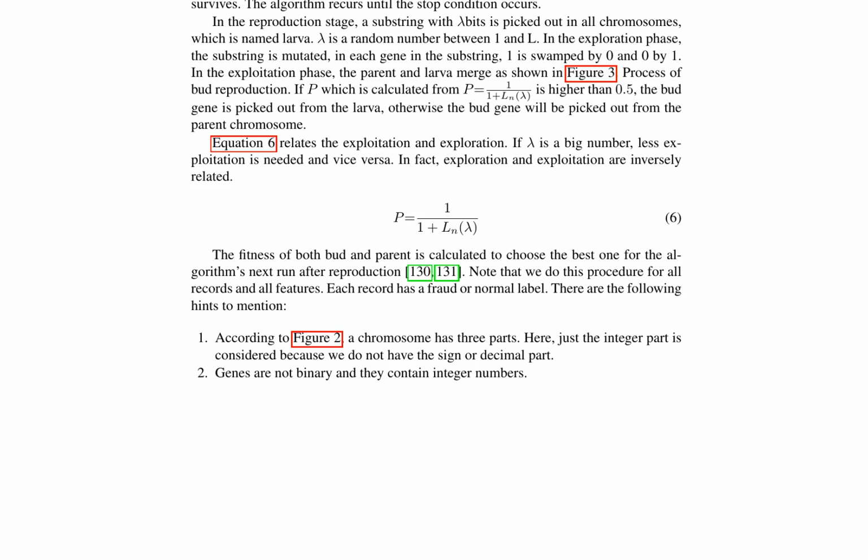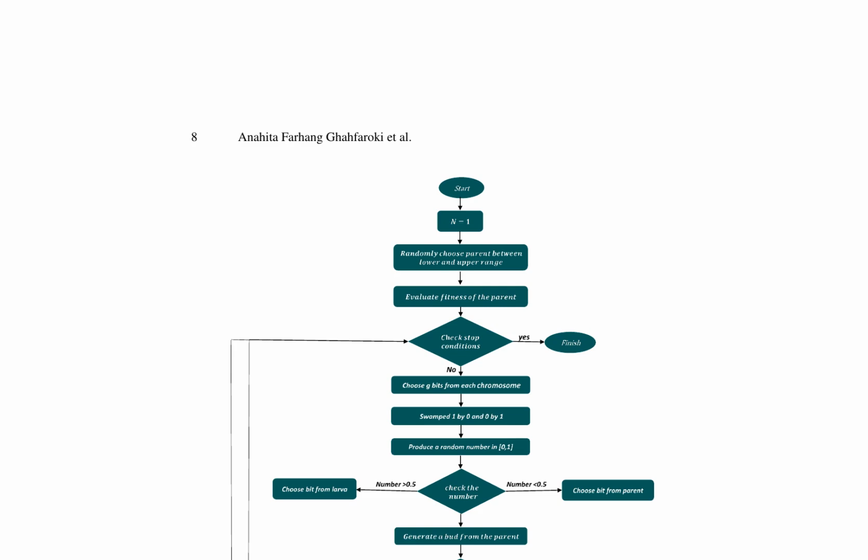The algorithm initiates with a random individual in the solution scope, which reproduces an offspring called a bud. The fittest individual, either the parent or bud, survives, and the process recurs until the stop condition is met. In the reproduction stage, a larva is created by selecting a substring of lambda bits from all chromosomes, which is then mutated in the exploration phase.